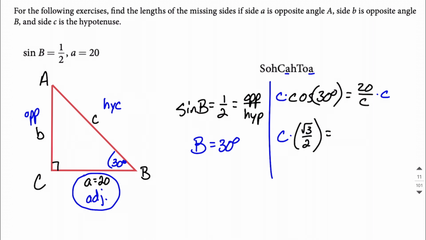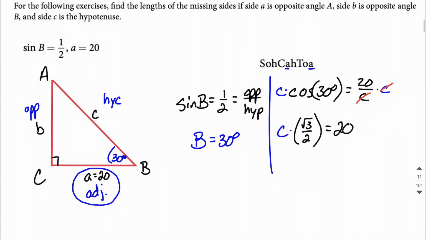And on the right-hand side, by multiplying by C, we're going to have isolated the 20 on one side by itself. All right, what remains is still getting C by itself. But what we can do is multiply both sides by 2. That'll eliminate our fraction on the left-hand side. So we still have C multiplied by the square root of 3.